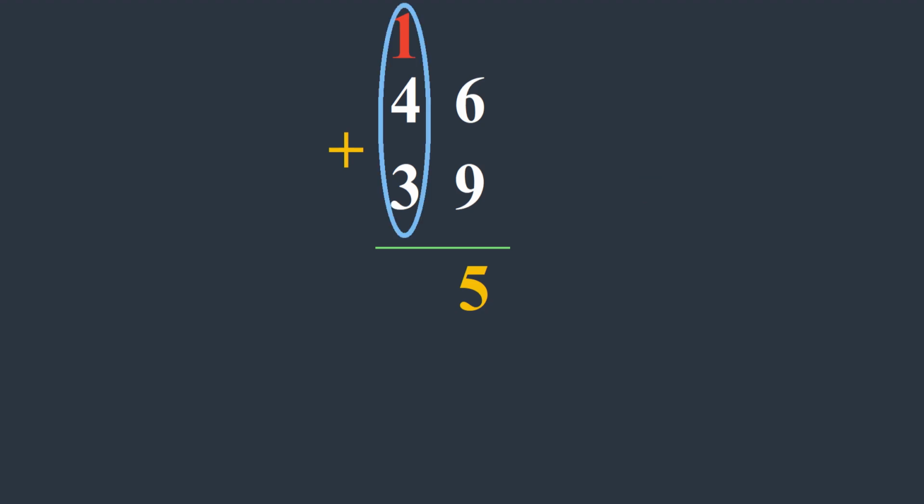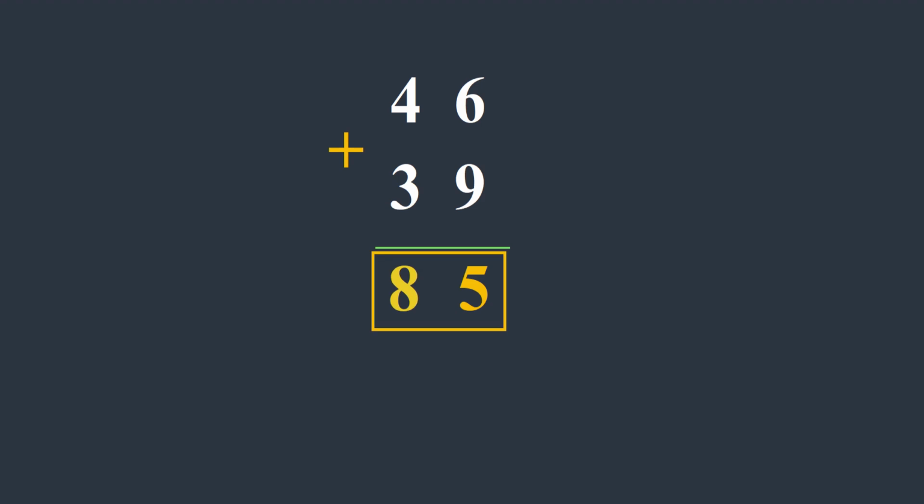Now we add the numbers in the tens place. 1 plus 4 equals 5. We need to add 3 more, which gives us 8, right? 8 in the tens place. So 46 plus 39 equals 85. And this is our final answer to this problem.